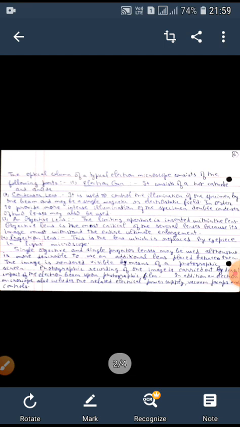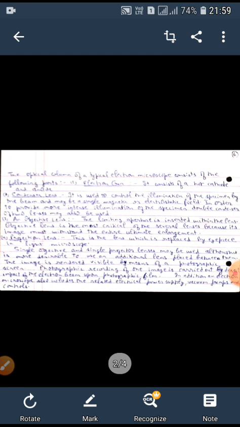The optical column of a typical electron microscope consists of the following parts. The first main part is the electron gun. The electron gun consists of a hot cathode and anode. The second part is the condenser lens. The condenser lens is used to control the illumination of the specimen by the beam, and it may be a single magnetic lens or electrostatic field. In order to provide more intense illumination of the specimen, a double condenser or two lenses may also be used.